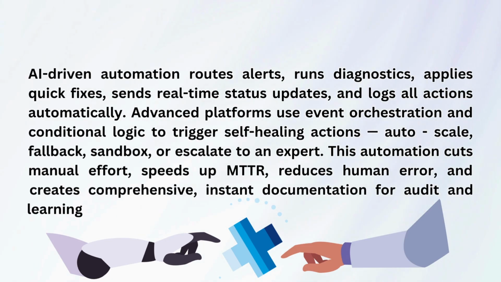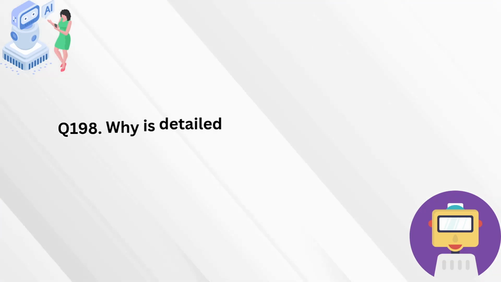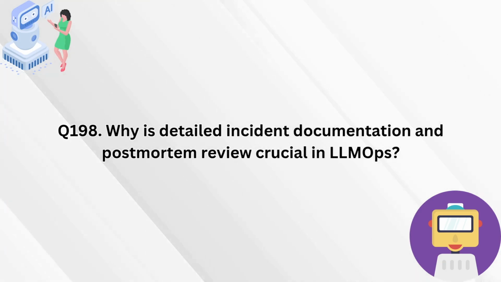How does automation transform modern incident management for LLM-powered systems? AI-driven automation routes alerts, runs diagnostics, applies quick fixes, sends real-time status updates, and logs all actions automatically. Advanced platforms use event orchestration and conditional logic to trigger self-healing actions: autoscale, fallback, sandbox, or escalate to an expert. This automation cuts manual effort, speeds up mean time to repair, reduces human error, and creates comprehensive instant documentation for audit and learning.